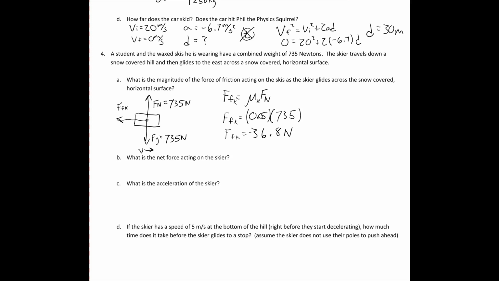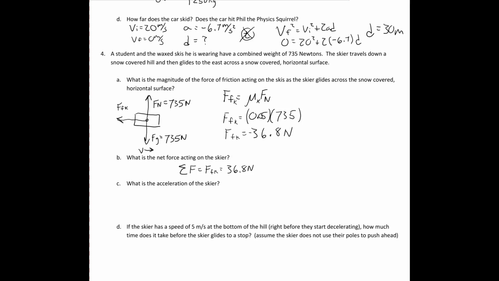What is the net force acting on the skier? Same thing as above. If you're looking in the x direction, there's only one force in the x direction. So the total force in the x direction is equal to that force. It's equal to 36.8 newtons. This question isn't here to be like, oh, do another calculation. This is a scaffolding question so that you could do the next part.